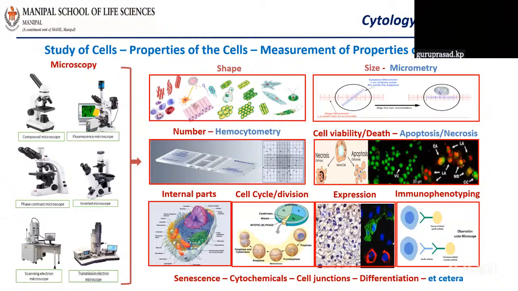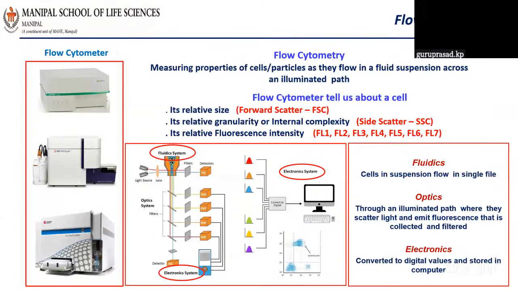Now, there are some limitations when we are talking about the microscope. See, we cannot count a large number of cells in a short time. So we cannot have a picture of those things. So there are many such limitations to overcome. So there are some advancements, known as flow cytometry. So what is cytometry?